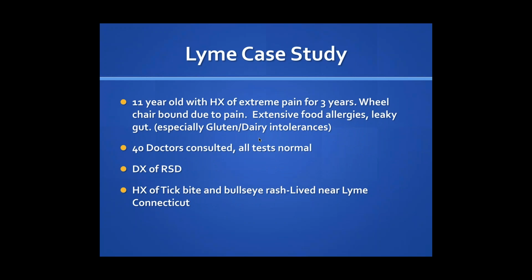In Lyme, this is a Lyme case study where we had an 11-year-old with a history of extreme pain for 3 years, wheelchair bound due to pain, excessive food allergies, leaky gut, especially gluten and dairy intolerance. 40 doctors were consulted, all tests were normal, a diagnosis of reflex sympathetic dystrophy, history of tick bite and bullseye rash, and lived near Lyme, Connecticut. And we did find Lyme on him and began to work with him.